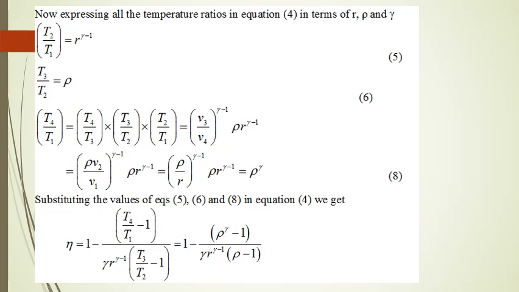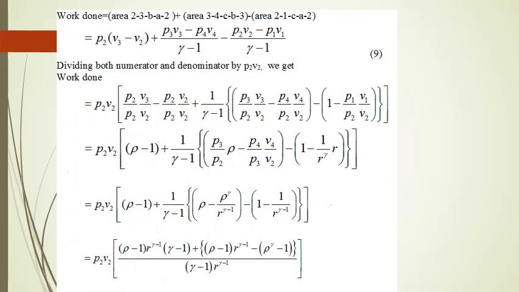Now the expression for air standard efficiency is equal to 1 minus rho raised to power gamma minus 1 upon gamma R raised to power gamma minus 1 into rho minus 1. So you can see the cutoff ratio is playing an important role, apart from the compression ratio, in the expression for air standard efficiency.